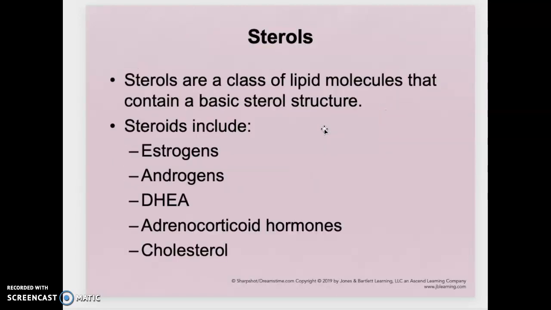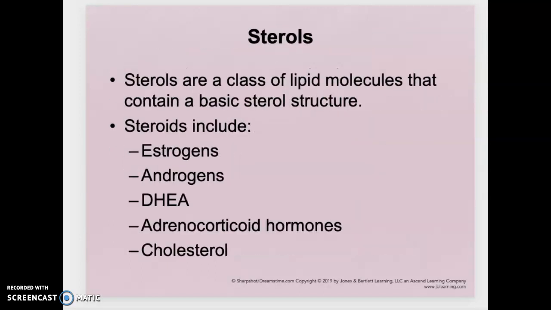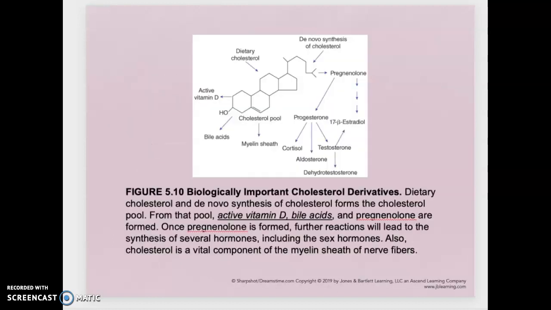Okay, sterols are important because of their relation to our steroid hormones, especially our estrogens, androgens, our adrenocorticoid hormones, and then cholesterol as well. Cholesterol itself is so important because we have so many biologically important cholesterol derivatives. Okay, so our bile acids, our vitamin D, progesterone, all of these are here in thanks to cholesterol.